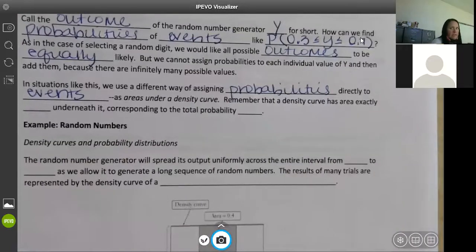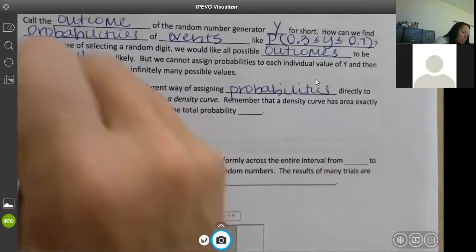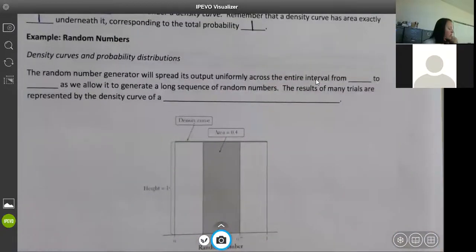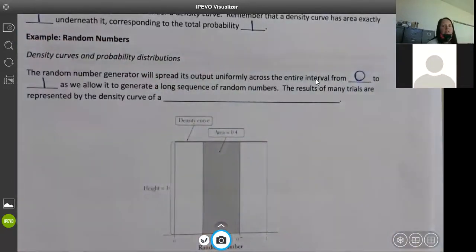And we've already worked with density curves. So remember that a density curve has an area of exactly 1 underneath it, corresponding to the total probability of 1. So if we look at this density curve, the random number generator will spread its output uniformly across the entire interval from 0 to 1, as we allow it to generate a long sequence of random numbers. The results of many trials are represented by the density curve of a uniform distribution.